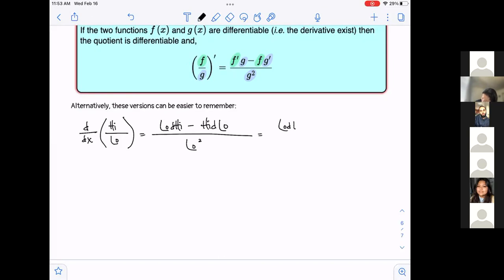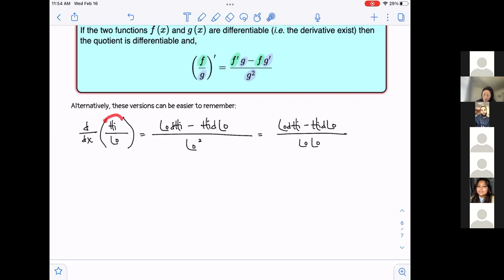Or if any of you have a low-low. A little tribute to your low-low. All right, so I think this is just more fun to say. Low d high minus high d low over low low, right? Sometimes we need a little fun in our lives, right? So if that form works a little better for you, that's fine.